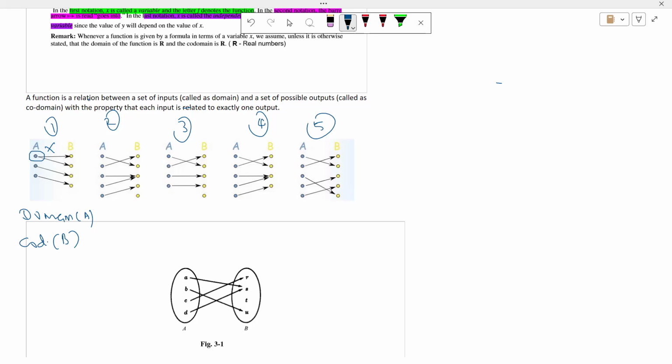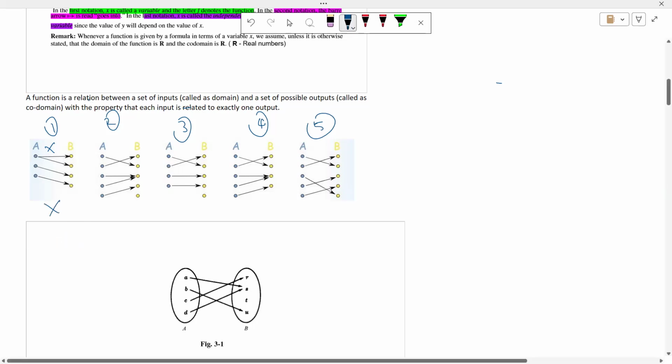So now tell me, what about the second one? The first one is not a function. What about the second one? Second one, what do you think?